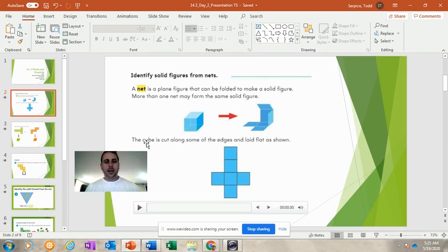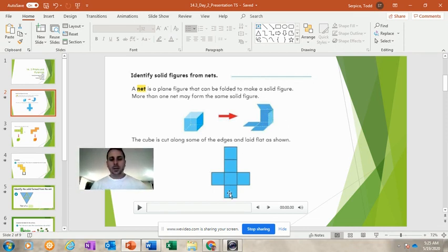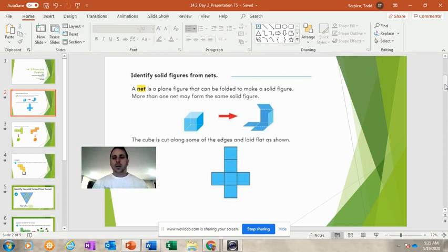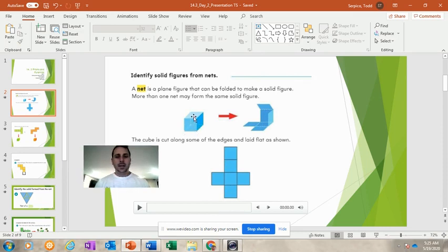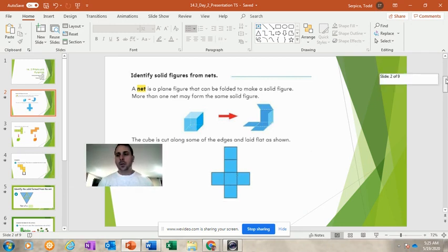So in this first example, there's a cube cut along some edges, and you can see when you unfold that along the edges, it could form a shape such as the one I just described, this T right here. There are several ways that you can unfold the cube to make a net that would refold and collapse into that cube shape. So let me scroll down a little bit here.